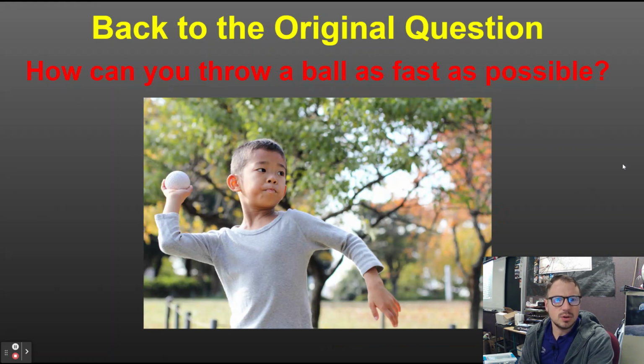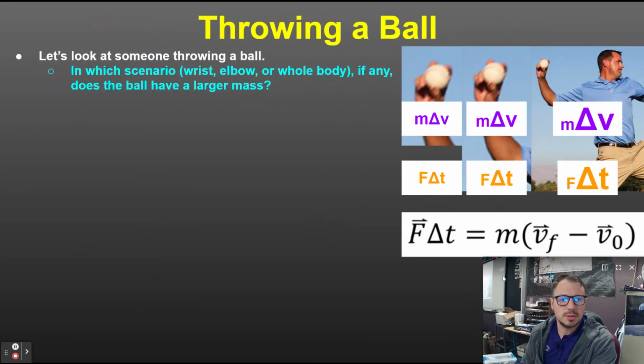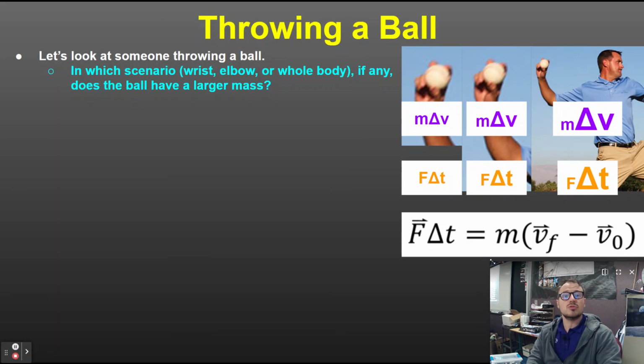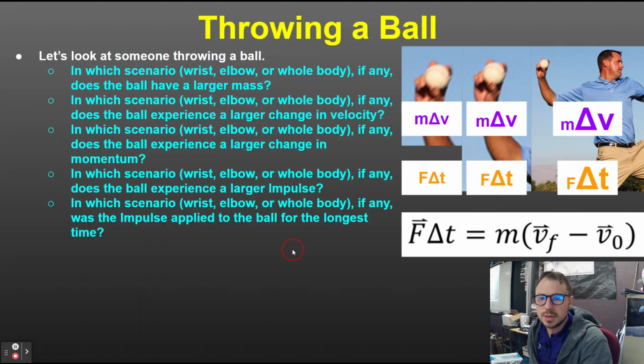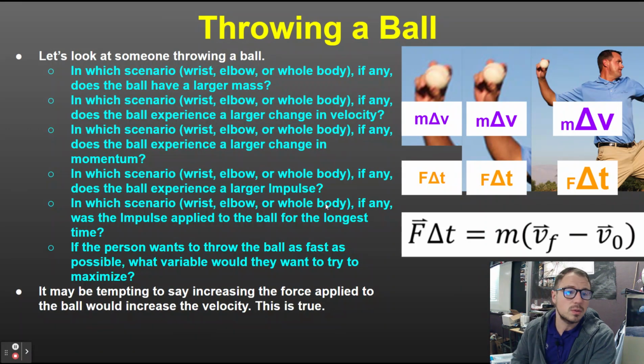Now, how can you throw a ball as fast as possible? So let's just take a look at a couple scenarios. This one's the exact opposite. This one's throwing something even farther and faster. If you're using just your wrist, you're only applying the force for that quick amount of time. Now, if you use just your elbow, you're applying it for a longer period of time, but not much longer. Now, if you use your whole body, you're applying that force for a much longer period of time. So in this one, we're applying an impulse to an object to speed it up.